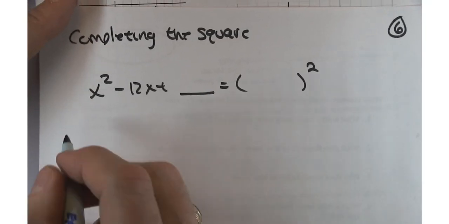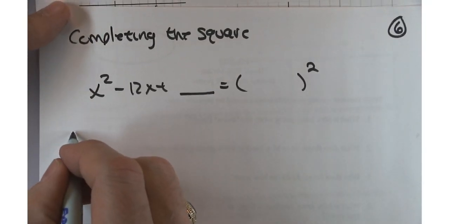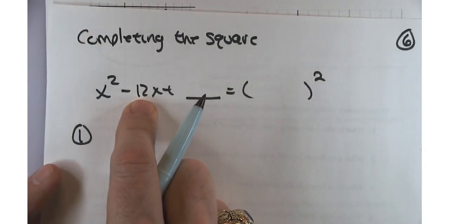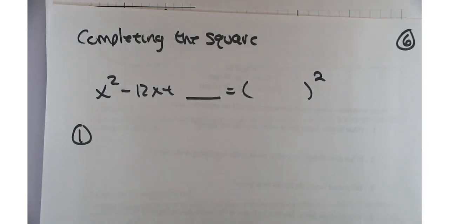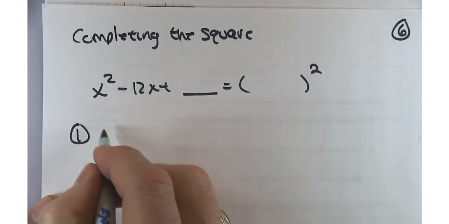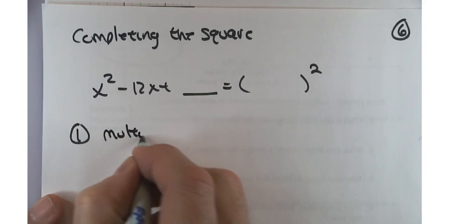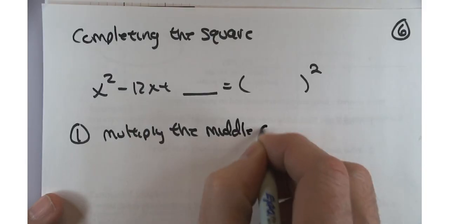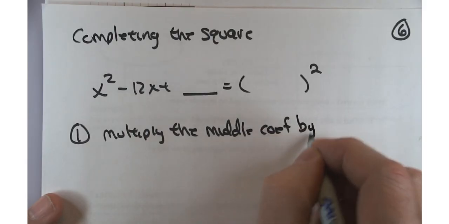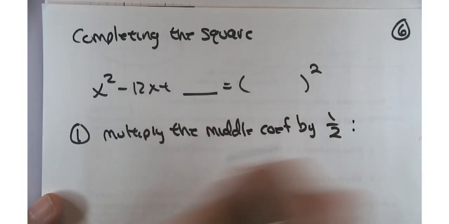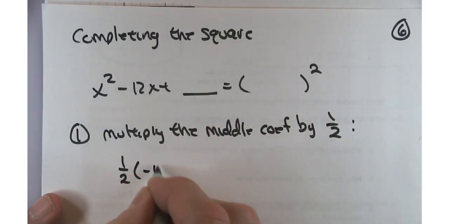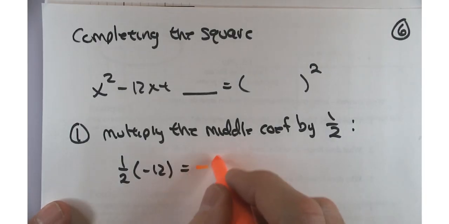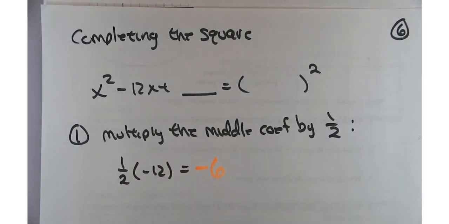Well, there are two steps. Step one, you're going to take whatever's here and multiply it by 1/2. Now I'm not trying to motivate this for you, I'm just trying to show you how it works. So multiply the middle coefficient by 1/2. 1/2 times negative 12 is negative 6. Okay, great.